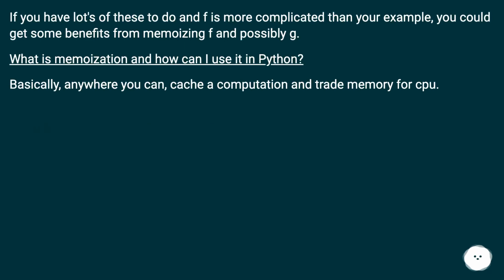If you have lots of these to do and f is more complicated than your example, you could get some benefits from memoizing f and possibly g. What is memoization and how can I use it in Python? Basically, anywhere you can, cache a computation and trade memory for CPU.